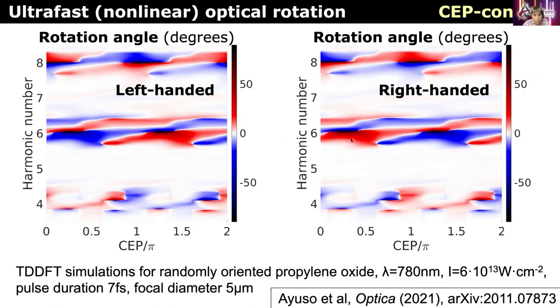And let me emphasize that these are very large values. We get values of 50 degrees and more, and these values can be measured in broad spectral regions. And again, these values are big. This happens already at the single molecule response, and it can be observed in the macroscopic response of the medium. And what's important also is that by controlling the CEP of the field, we can get full control over this enantiosensitive response. And this is the last slide.